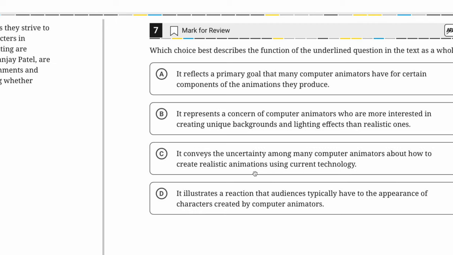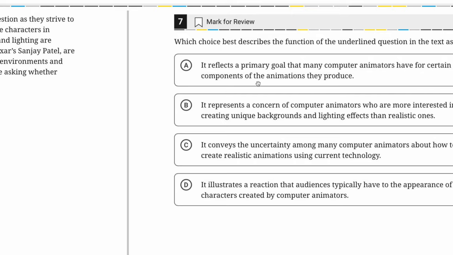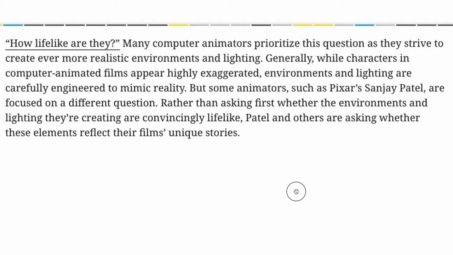And here I'm going to say, it is a question. It's a sentence, but it's also a question. Usually these will say the underlined sentence, but again, it's both here. It's a question and it's a sentence. Okay. How lifelike are they?